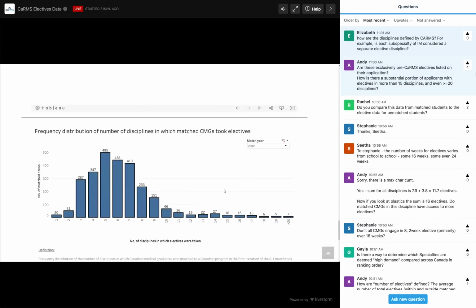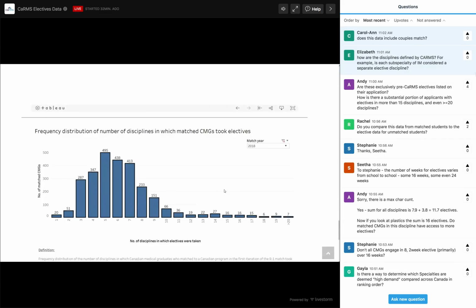Are these exclusively pre-CaRMS electives listed on their application? In other words, this is going into the R1 match, so the answer to that is yes. How is there a substantial portion of applicants with electives in more than 15 disciplines? That's what's reported. So I guess somebody is very, very diverse in the electives that they have taken. I think that's a great question, Andy, but this is the reported data from the applications.